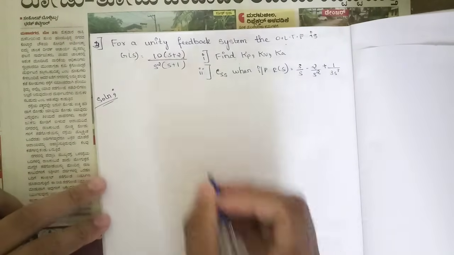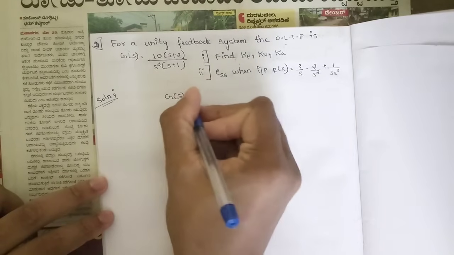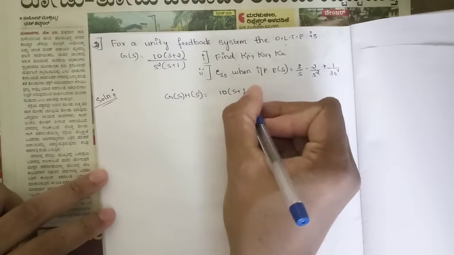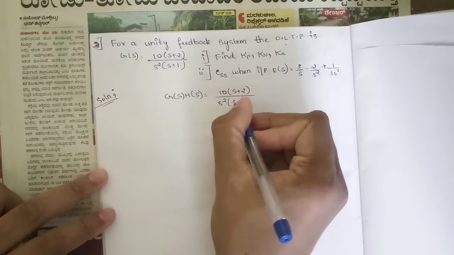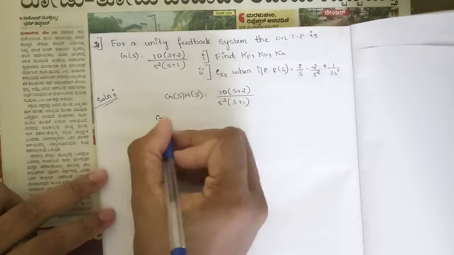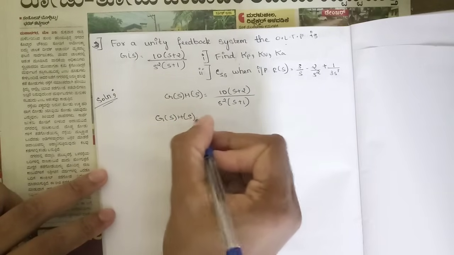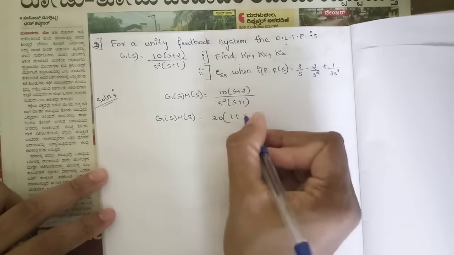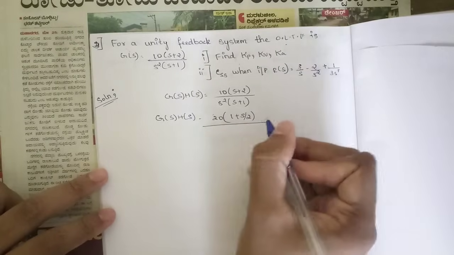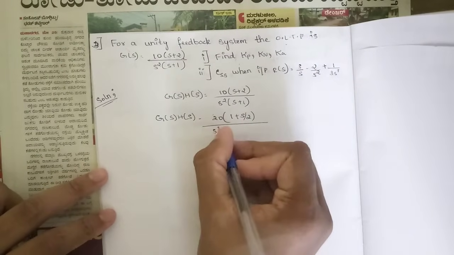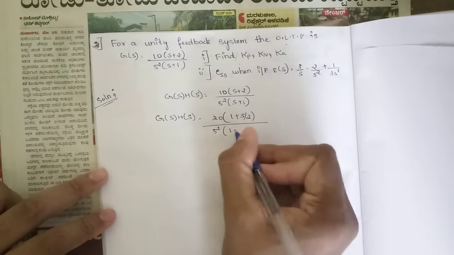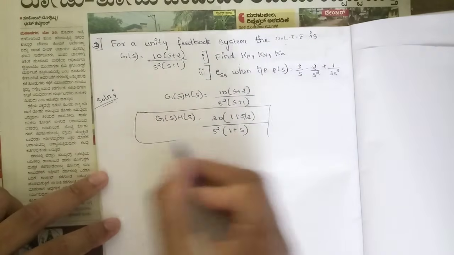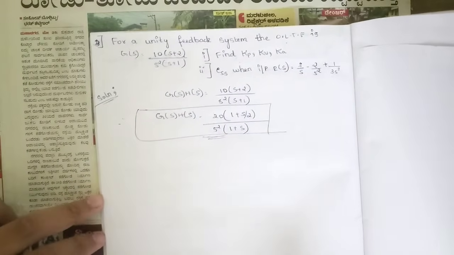First, write the open loop transfer function, G(s)H(s) = 10(s+2) / (s^2(s+1)). We need to arrange it in the general form. Taking the 2 outside, it becomes 20(1 + s/2), divided by s^2, and taking the 1 outside, it remains s^2 (1 + s). This is the general form of the transfer function.